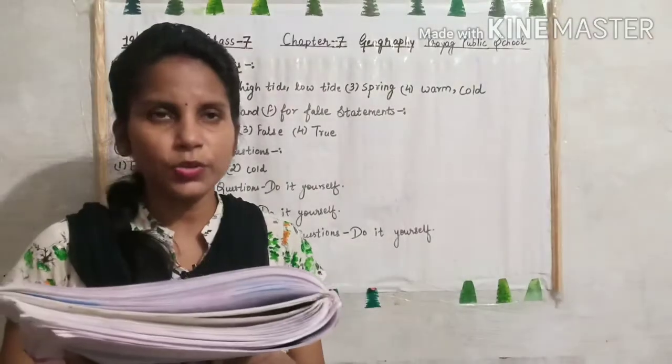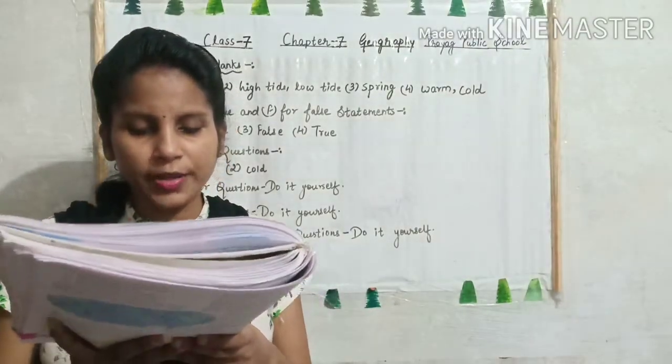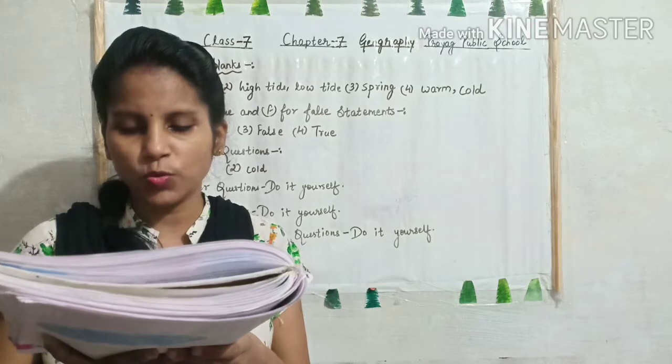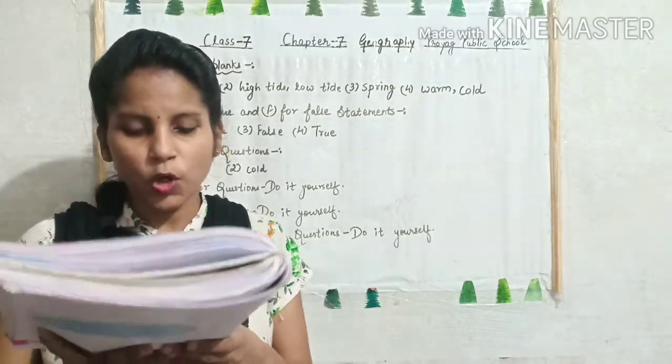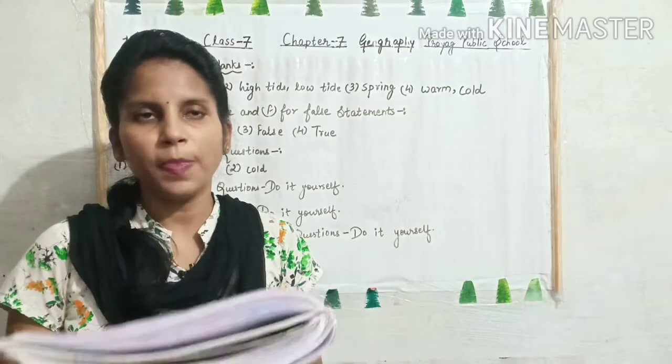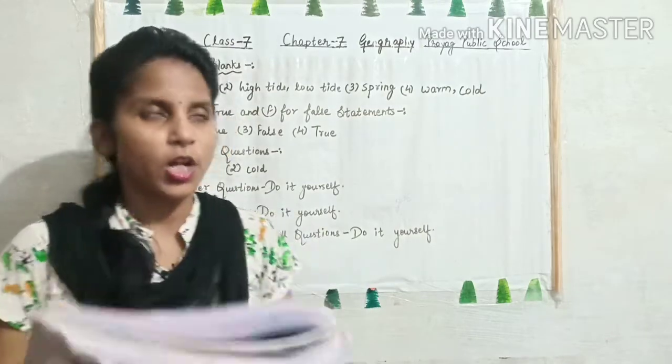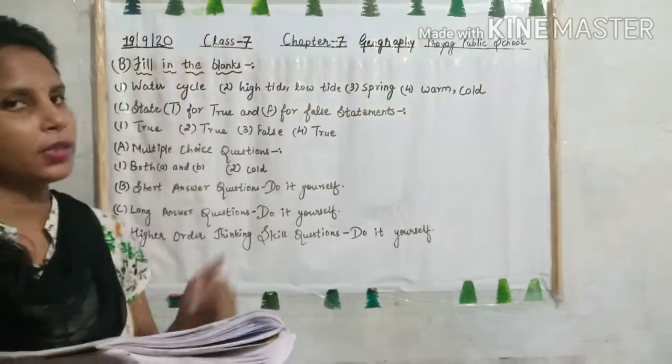Okay. Then question number 2. Ocean currents flowing from polar areas towards the equator are called dash currents. Option A, cold. Option B, warm. And option C, drift. So the right answer is cold currents.